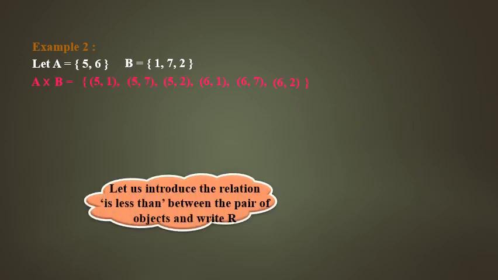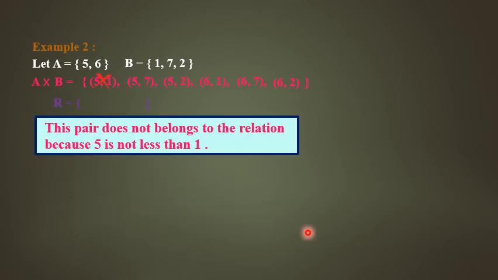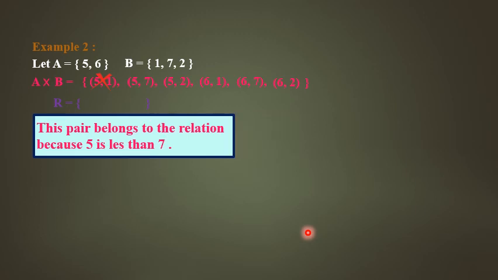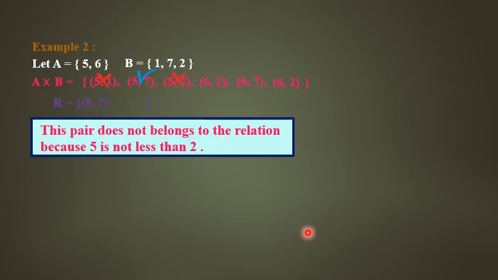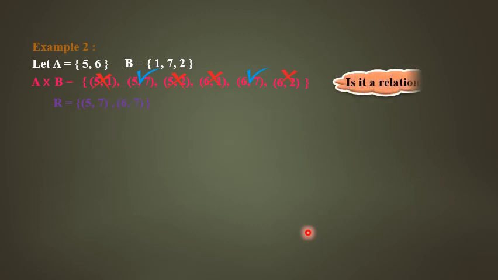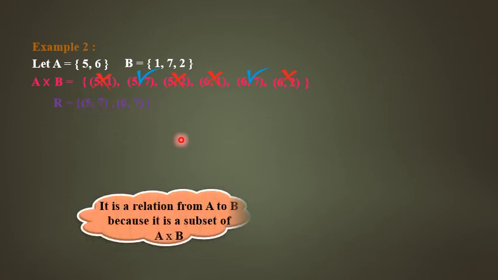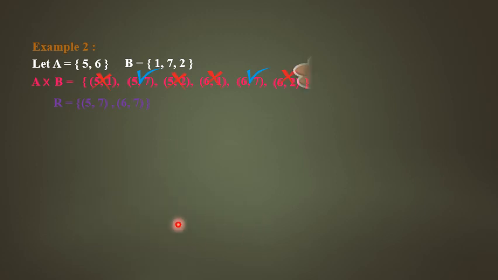After finding A cross B, let us introduce a relation is less than, meaning the first number is less than the second number. This is my relation here. This pair does not belong to the relation because 5 is not less than it, and again the same logic. Is it a relation? Yes, R is a relation: 5, 7 and 6, 7. It is a relation from A to B because it is a subset of A into B.